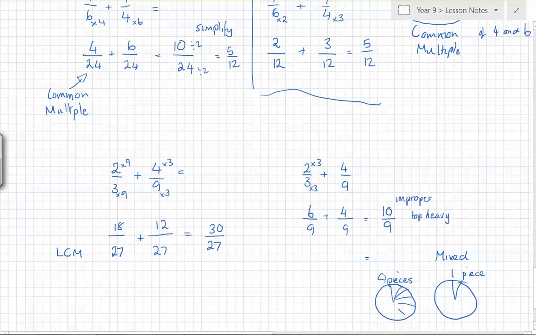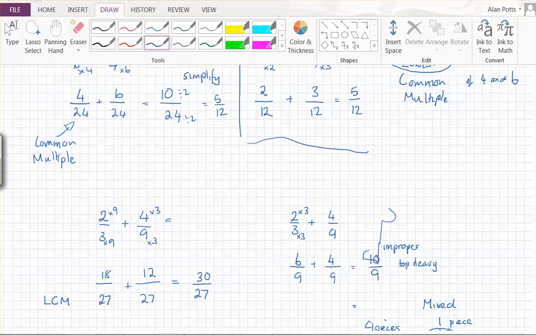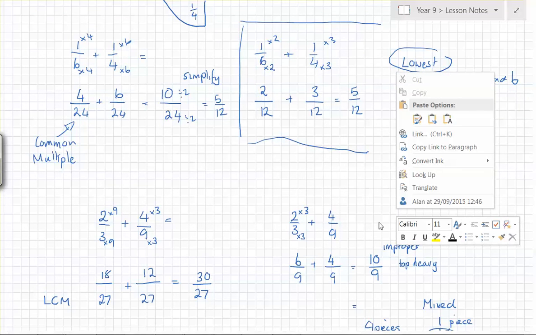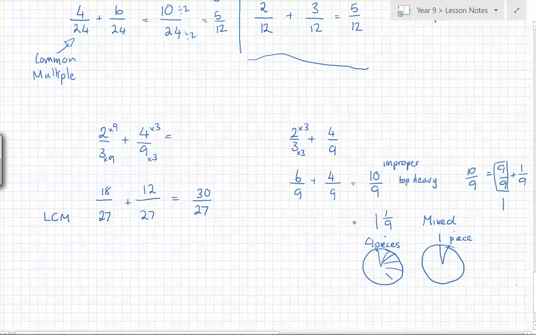So actually 10 ninths is the same as 9 ninths and 1 ninth. Now 9 ninths is the same as having 1 whole one. So I can say that it's 1 and 1 ninth left over, and that's the mixed number. Make sense? Yes.